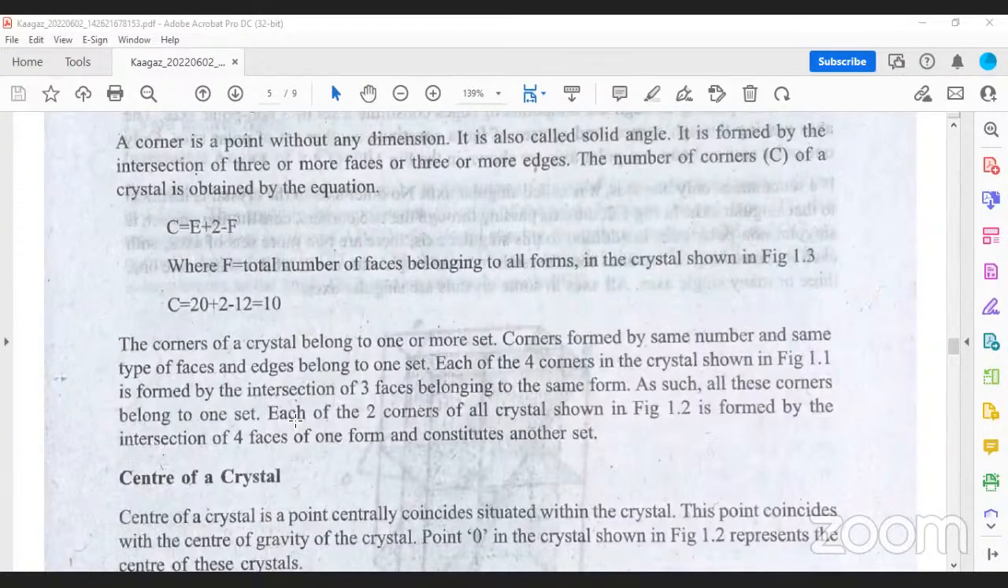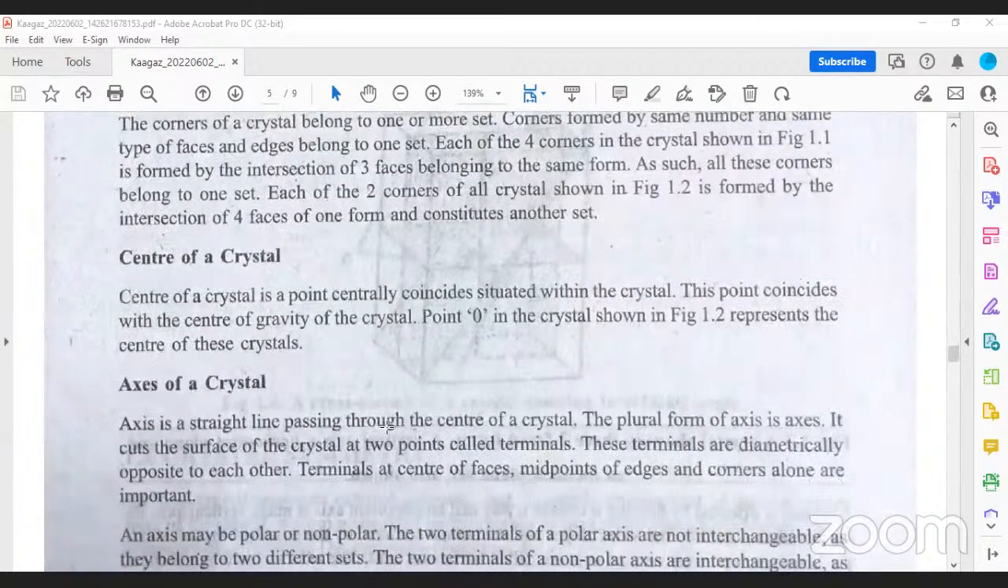We call it a simple form. When it's an open form, the faces cannot enclose space all by themselves, as they do not have an adequate number of faces, and results occur only in combination with other forms such as pinacoids and prisms.